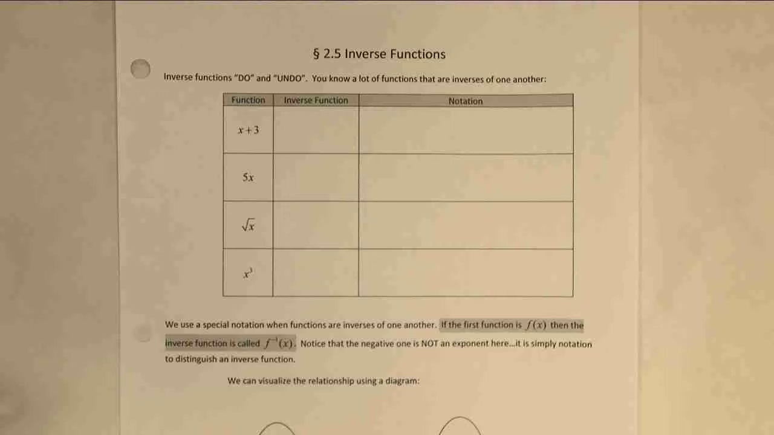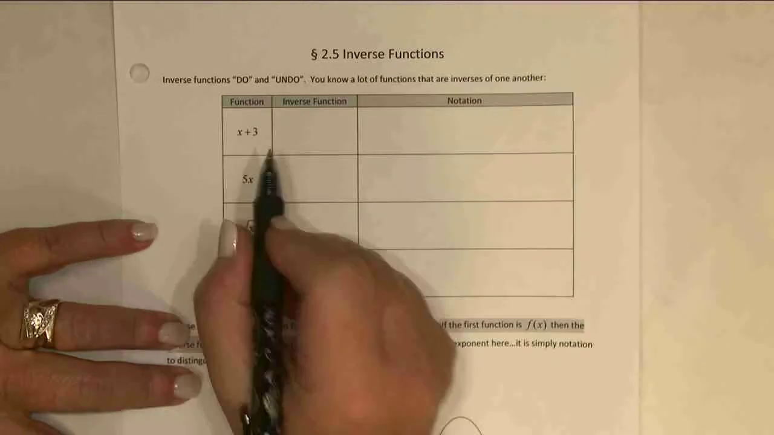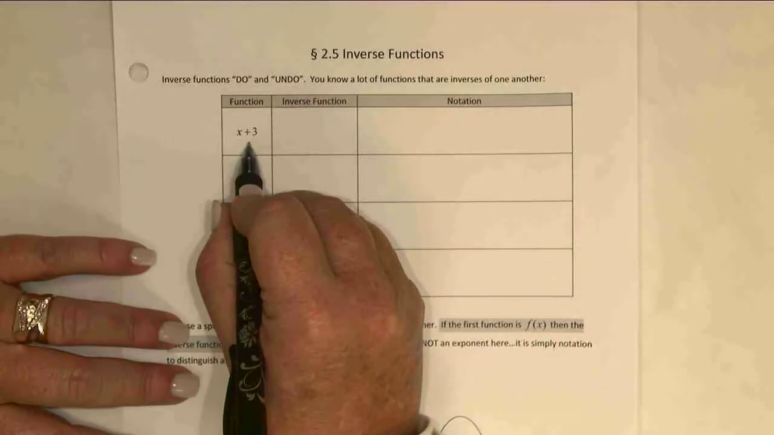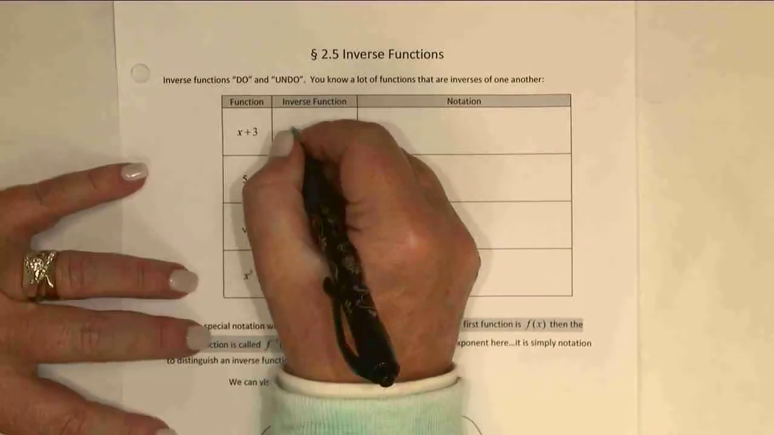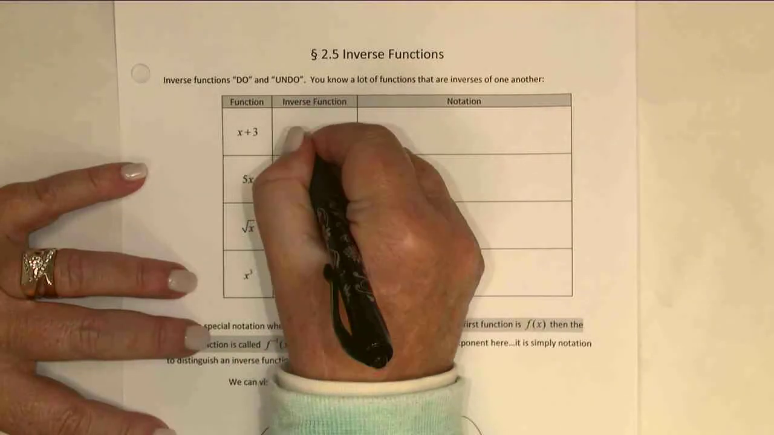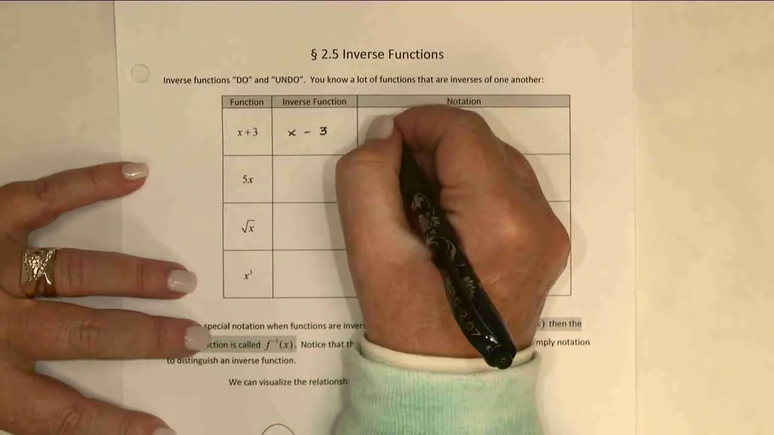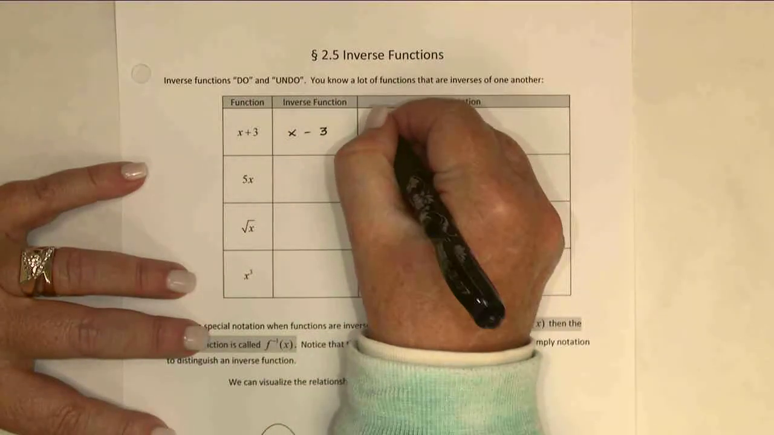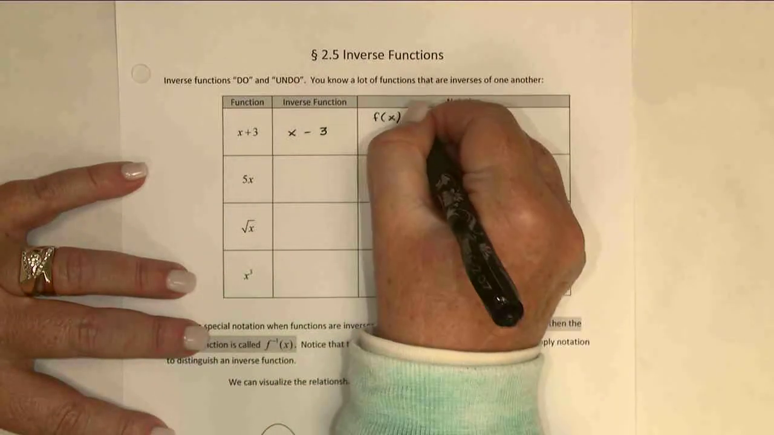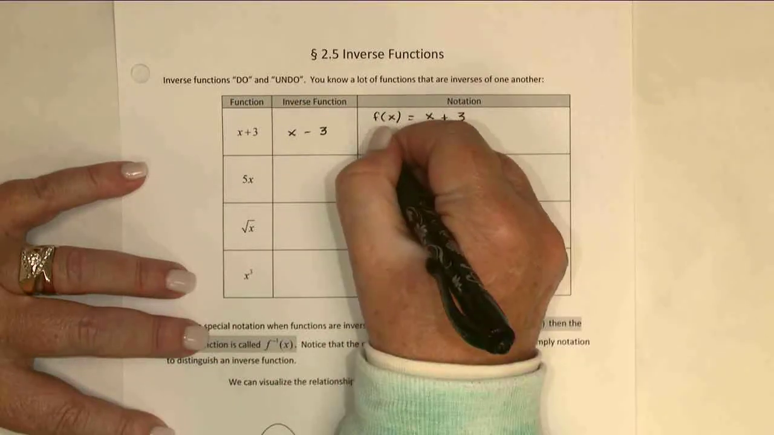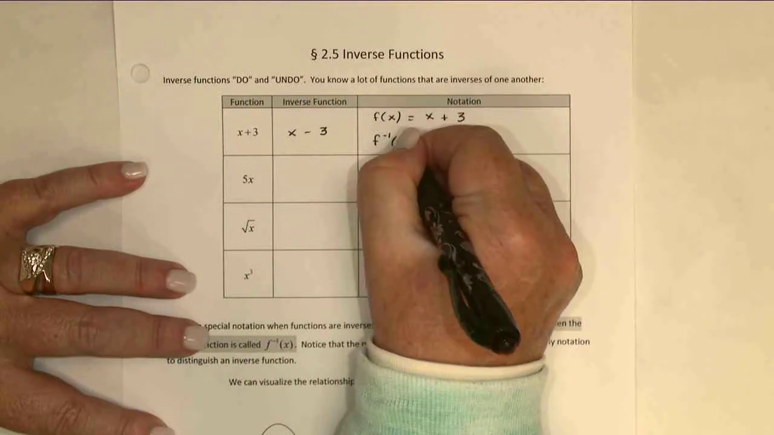So for example, a function that adds 3 would have an inverse that subtracts 3. So the inverse function here would just be x minus 3. If we use function notation, we can say that if f of x is x plus 3, then f inverse of x is equal to x minus 3.